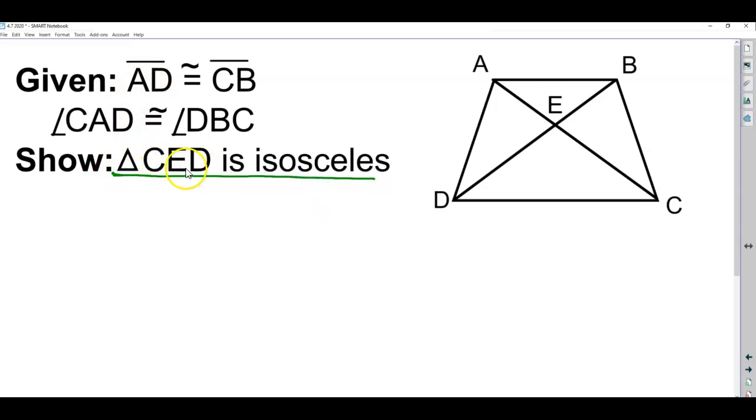We're going to show that CED is an isosceles triangle. Well, let's see if you're ready for a proof like this. AD is congruent to CB. So we have one pair of sides already. And then they say angle CAD. So I'm going to follow C up to A, up to D. So that's this angle right here. And then I've got DBC. So DBC, those two angles are congruent. So I have a pair of congruent angles.